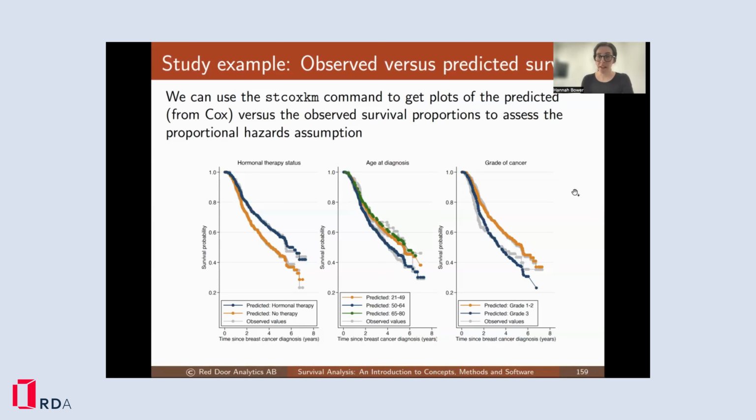And then the grade of cancer here is presented on the right, and we can see again that the grey values are the observed values, and the blue and the orange are those predicted from the model, assuming proportional hazards. And we can see that here the observed values deviate a little bit from the predicted values. It looks like this predicted survival from the Cox model maybe isn't capturing what's actually happening in the observed data for the grade of cancer, indicating again we may have some issues with grade of cancer when it comes to the proportional hazards assumption.